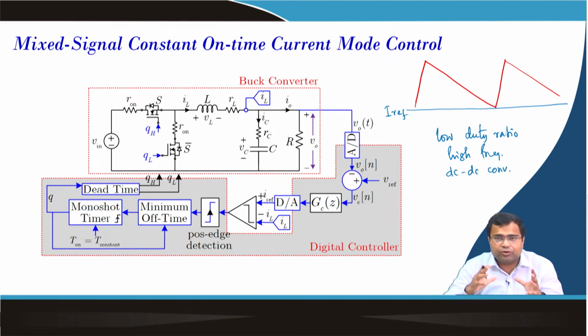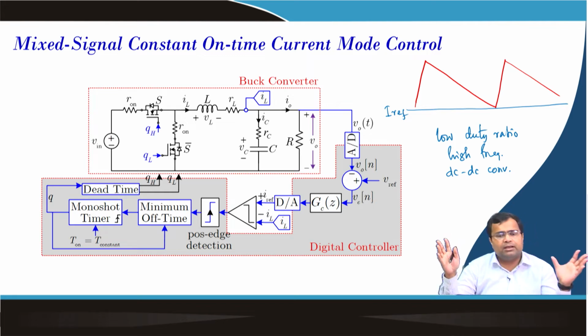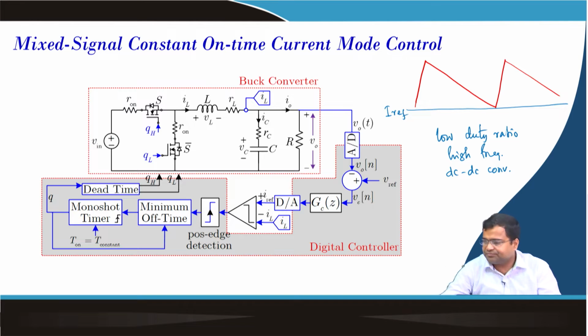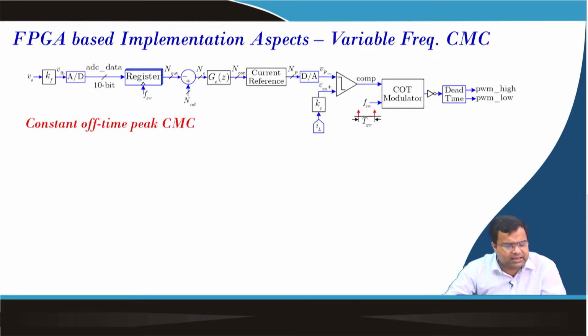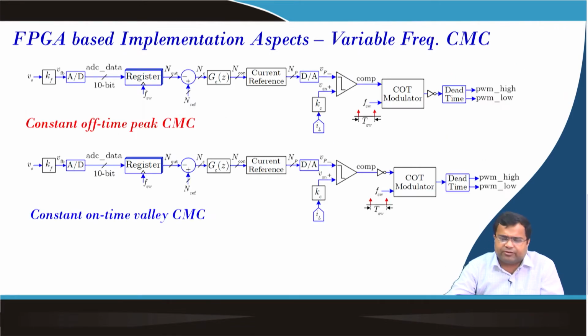We have shown in the earlier lecture that valley current mode constant on time and peak current mode constant off time are both inherently current loop stable irrespective of the duty ratio. Whatever the duty ratio, the current loop is stable. Now we have discussed the FPGA implementation aspect of variable frequency current mode control, like constant off time peak current mode control as well as constant on time valley current mode control, and we have also discussed the fixed frequency peak current mode control in detail in lectures number 75 and 76.